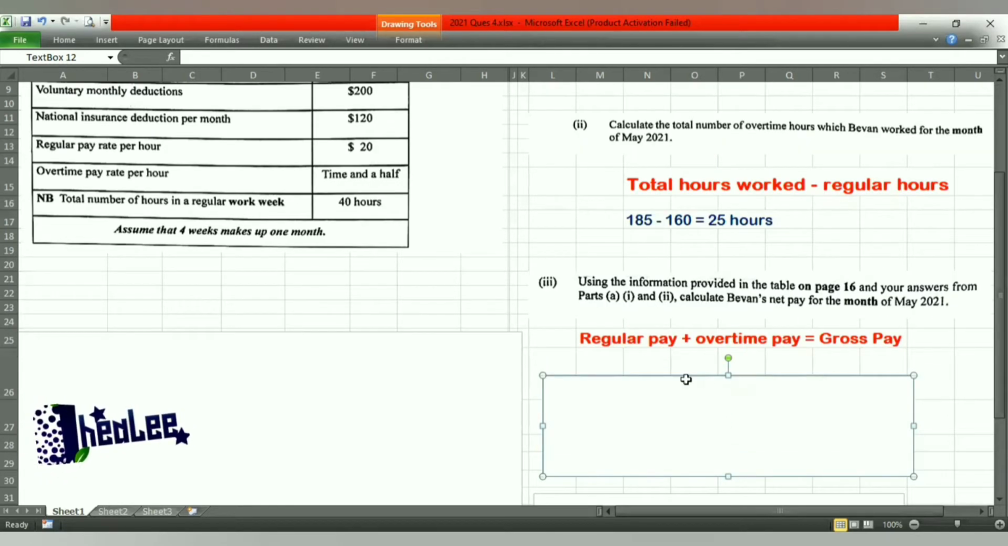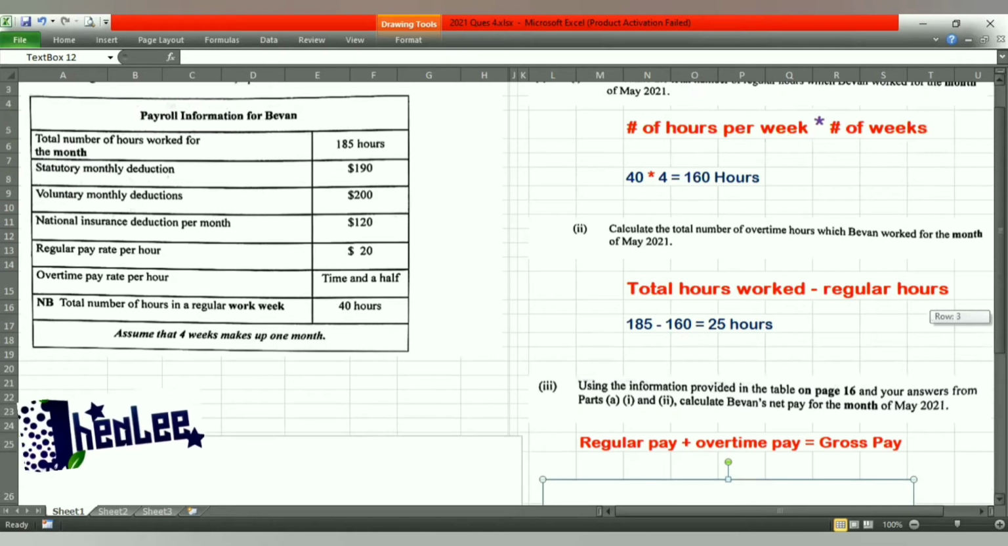Now that we have the formula, we're going to move into doing our calculation. For the regular pay, what we will need is the regular hours times the rate per hour, which is 20. And for the overtime, we need the overtime hours of 25 multiplied by the regular rate per hour, multiplied by time and a half, which is 1.5, because it was indicated that overtime pay rate per hour is time and a half.